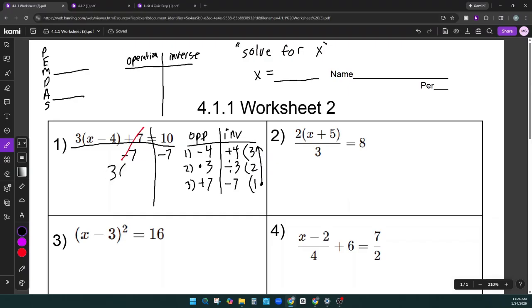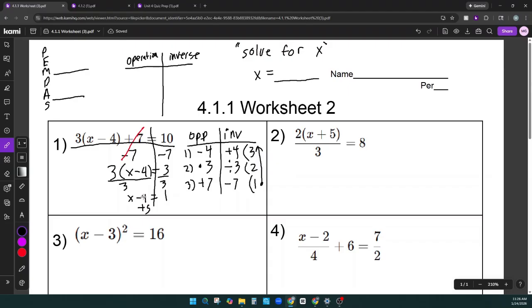So I'm left with 3(x - 4) is equal to 10 minus 7, which gives me 3. And I'm going to keep going down the line. My second inverse operation is going to be divide by 3, and that's going to leave x minus 4. And at this point, I have nothing outside my parentheses, so I could actually get rid of them. And that's going to be equal to 1.